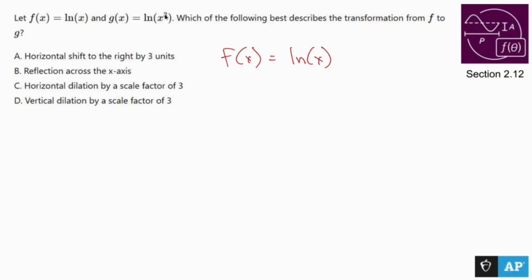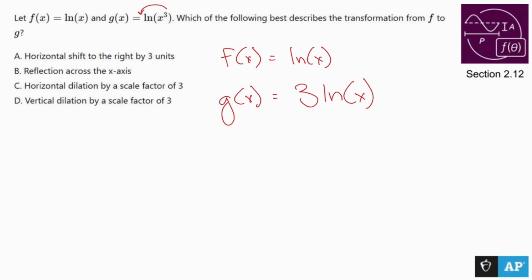I mean, I've never seen a transformation like with a cubed before. What is that? Oh, you know what I can do? Since this is an ln, it behaves like a log because ln is a log, and I could just bring that 3 out front. So g(x) is 3 ln(x).